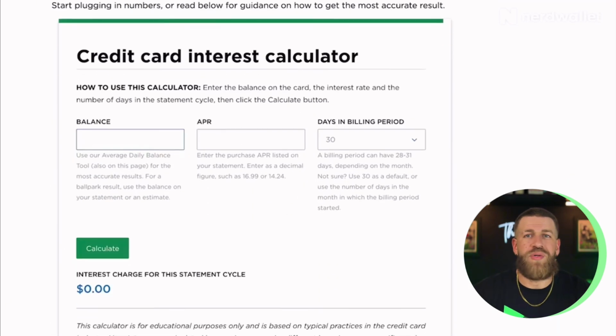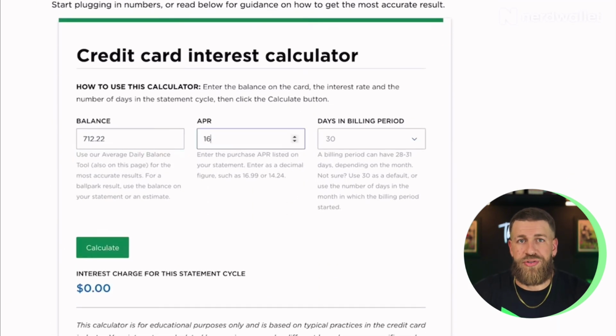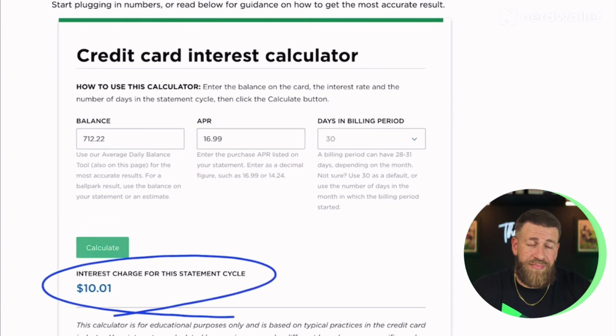All you have to do is enter your balance, your credit card's interest rate, and the number of days in the statement cycle. And the calculator does all the work for you. Quick tip, if you don't know where to find that information, I'll give you a quick example of one of my credit cards right over here so you can see how easy it is to find that info.